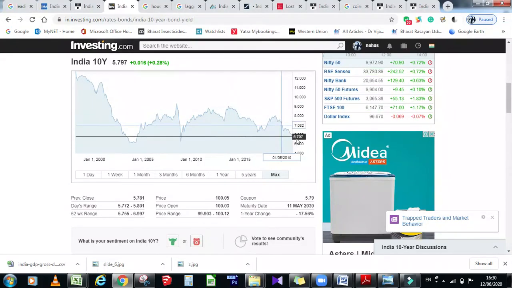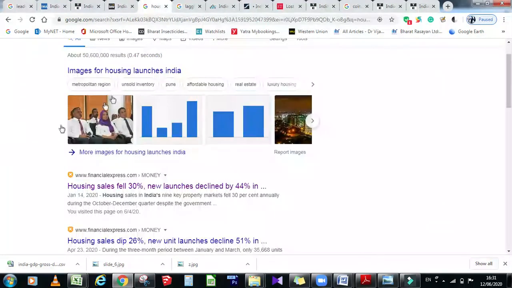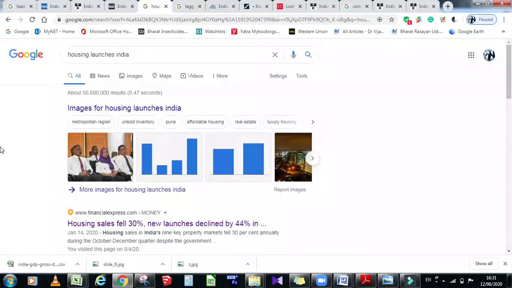So that's not a good point. And then the fourth point of leading indicator is housing launch indicator. Housing launch means how many houses are launched by the construction companies in India. Launches happen when there is more money in the buyer's hand. If the construction companies feel there is more money in buyers' hands, they will launch more construction homes.